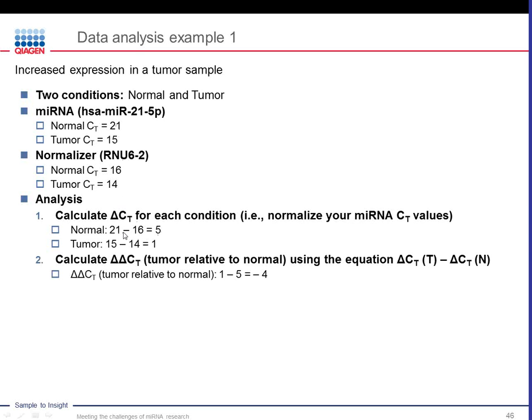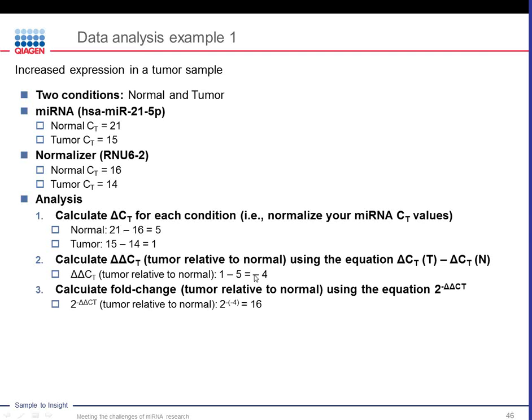Step 2, calculate your delta-delta CT, tumor relative to normal. So this is then delta CT of tumor, which is 1, minus delta CT of normal, which is 5, to give you negative 4. Step 3, calculate fold change using the equation 2 to the negative delta-delta CT. So this is then 2 to the negative 4 to give 16.